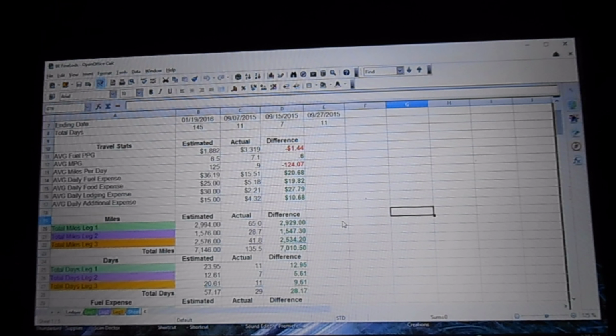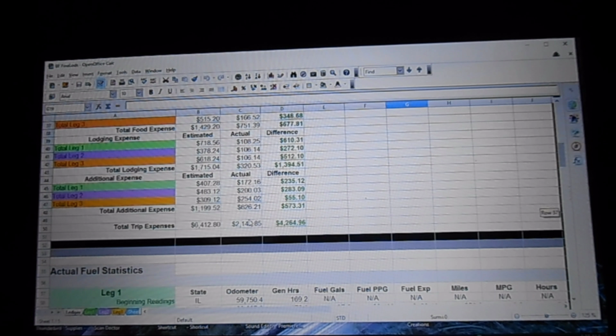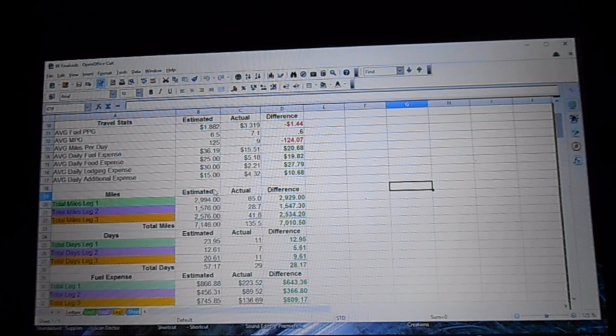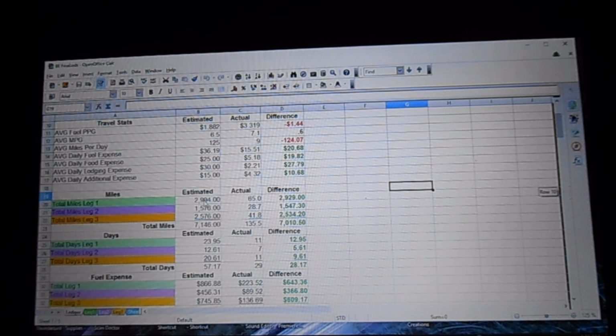Okay, let's talk a little bit about estimating travel expenses. Back here in the do-it-yourself spreadsheet travel planner, if you recall, last time we talked about this actual column here, where all these numbers come from. So this time we're going to talk about this estimated column and see where these estimates come from.